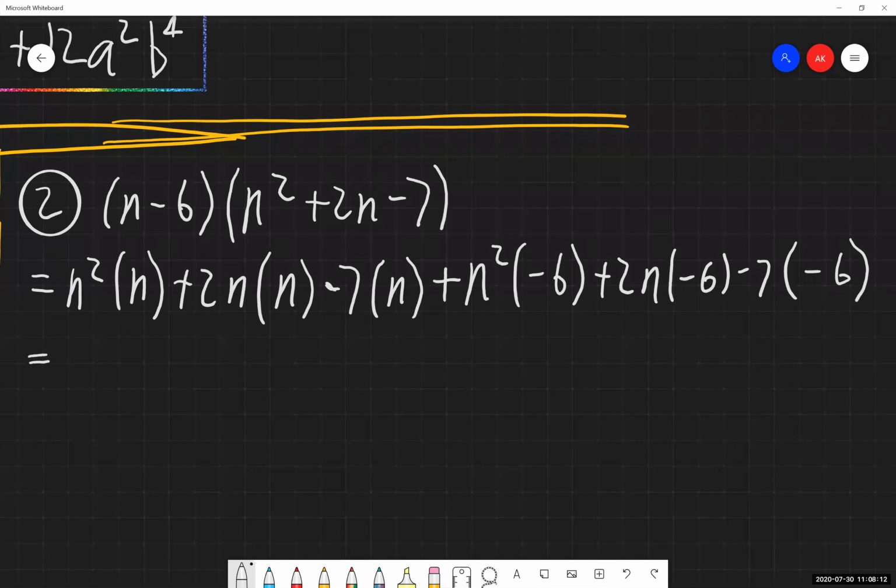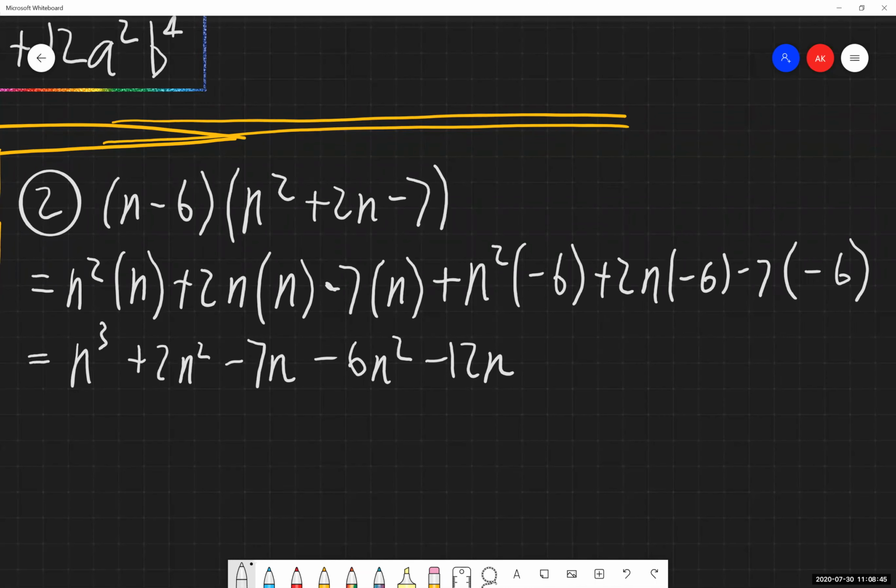So n squared times n is going to give me n cubed. Plus 2n times n, that's going to give me positive 2n squared. Minus 7 times n, minus 7n. Plus n squared times -6, that's going to be minus 6n squared. Plus 2n times -6, it's going to be minus 12n. And then minus 7 times -6. Negative and a negative makes a positive, so we get a positive 42.